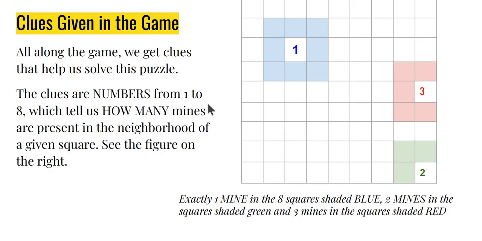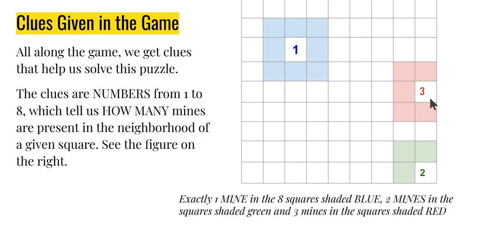Now let's take some examples here. Let's say, for example, this square tells me 1. What this means is that this is a central square. It has 8 neighbors which have been shaded blue. The fact that 1 is written here means that exactly 1 out of these squares is a mine.